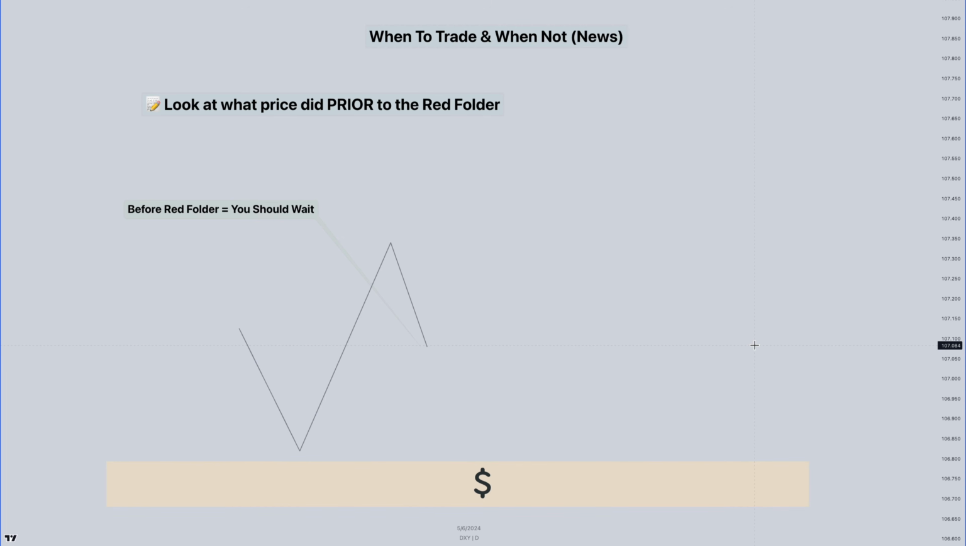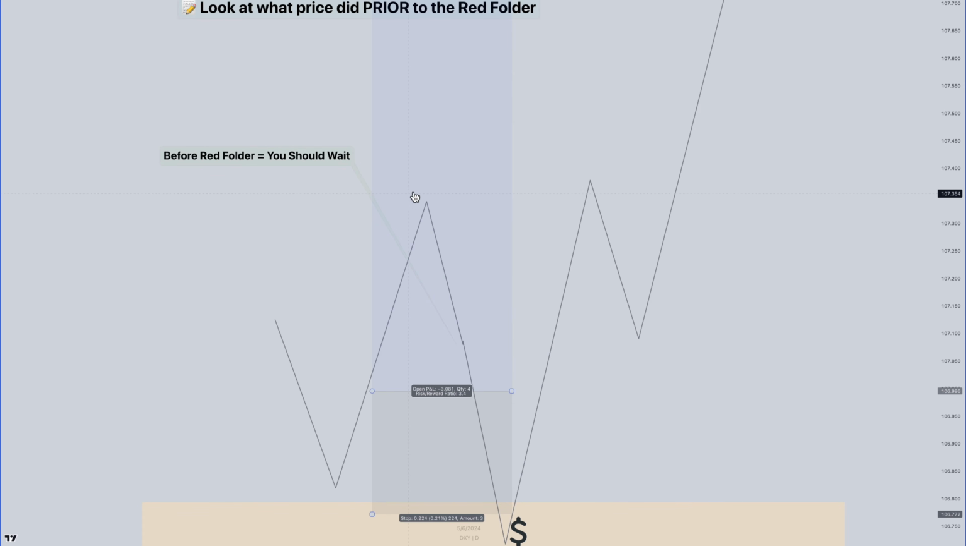But when price before the red folder did not take out any significant liquidity pool, you can expect that price during the red folder is going to sweep that liquidity before moving upwards and making the real move. So if before the red folder there's no liquidity sweep, don't go trade, because price will just take you out during the red folder and then go to your TP. Then it's just a matter of waiting.